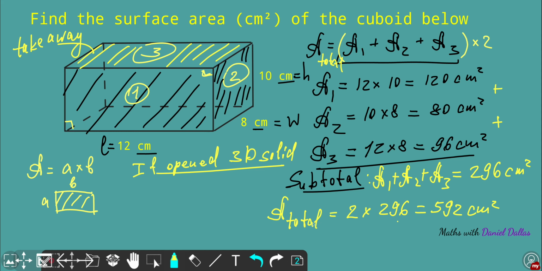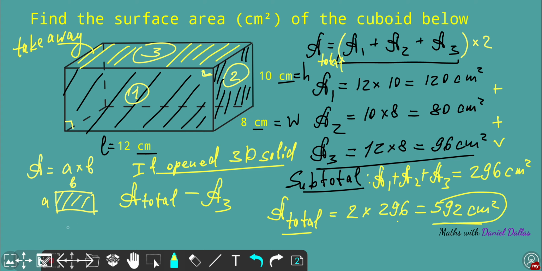So if we calculate in this way, from the total we just need to take away face number 3. It simply means that from the total area of the closed, full 6-faced cuboid, we need to take away the area of face number 3. So from that amount we eliminate area number 3, which is right there, 96 centimeters.